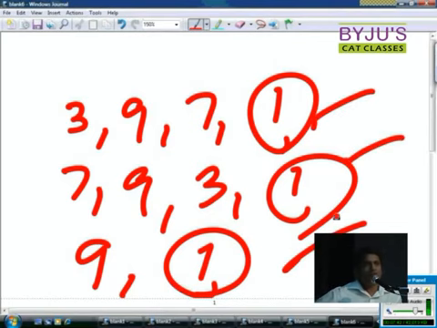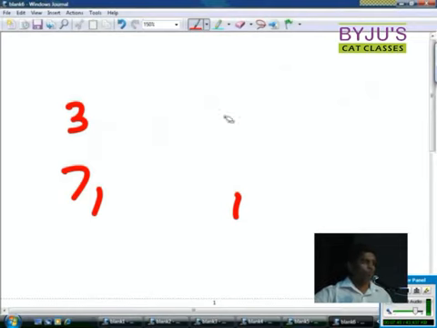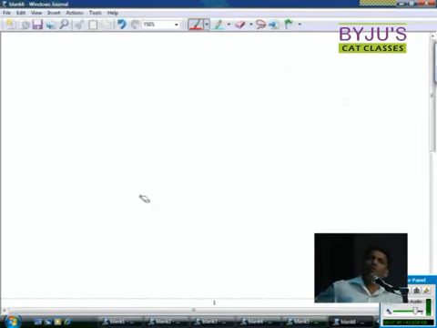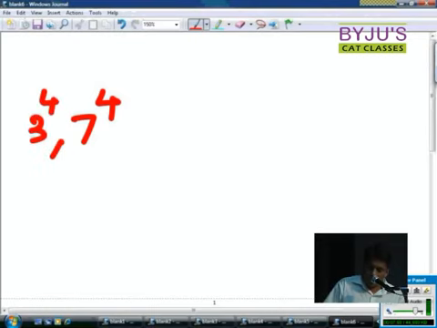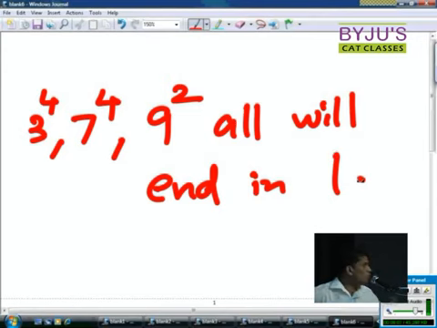We can use this, then odd numbers are over. What will be the level? You are not just preparing for CAT level. Any question, it will be over in seconds. How? It's like this. You can write it this way also: 7 raised to 4, 3 raised to 4, 7 raised to 4 and 9 squared. All will end in 1. This is the logic which you need to use. So what you need to do is, once you get a number ending in 3, 7 or 9, convert it into a number ending in 1 and then mark the answer.